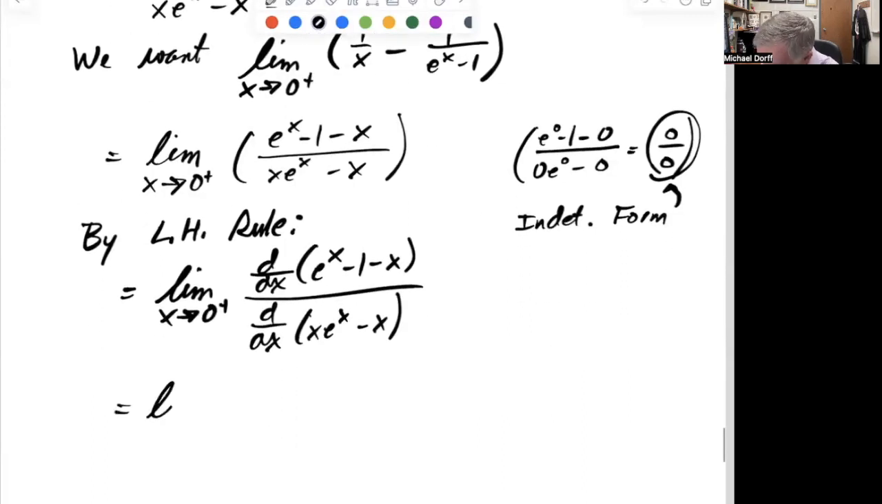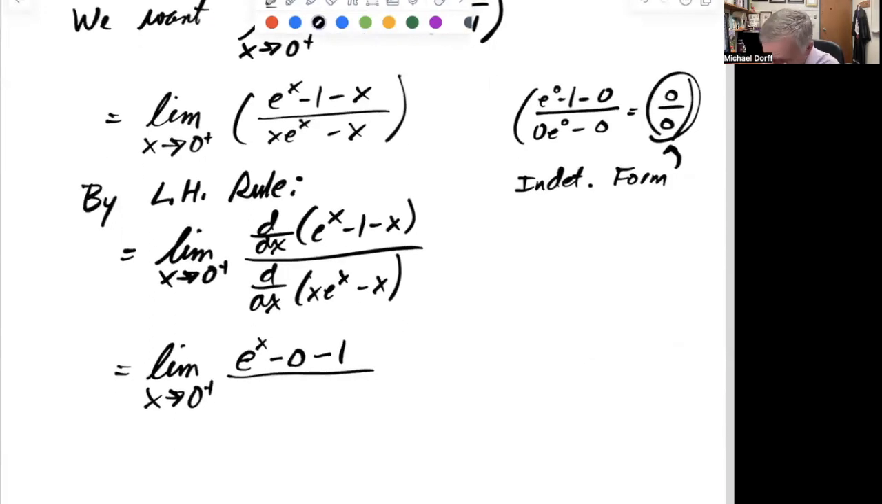All right, so then we have that limit as x goes to 0 from the right. In the numerator, we have the derivative of e to the x, which is e to the x. The derivative of 1 is 0. The derivative of x is 1. So we have e to the x minus 0 minus 1.